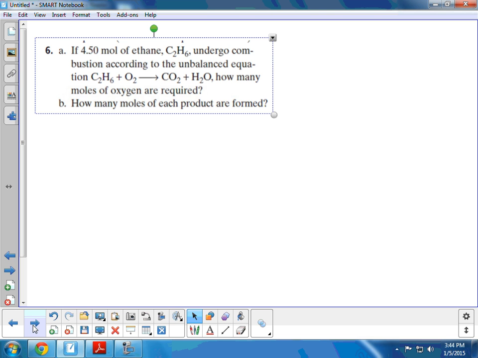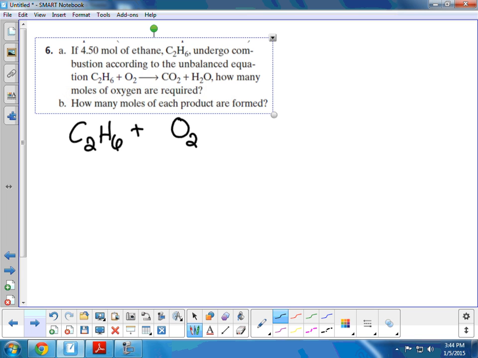And problem number 6. 4.5 moles of ethane undergo combustion according to the unbalanced equation. How many moles of oxygen are required? Very important here: it says unbalanced equation, so the first thing we have to do is balance it. We have C2H6 plus O2 yields CO2 plus H2O. If I put a 2 there and a 3 here, it's not going to work. So we have to double our numbers now.